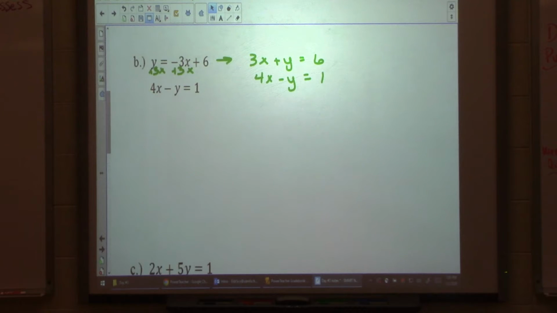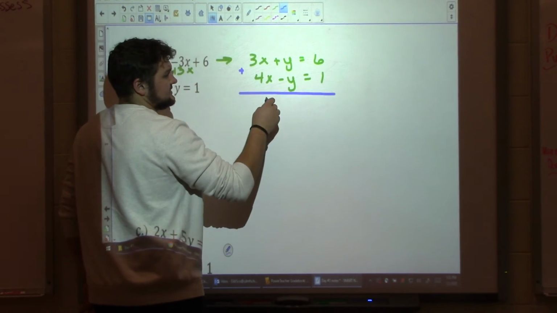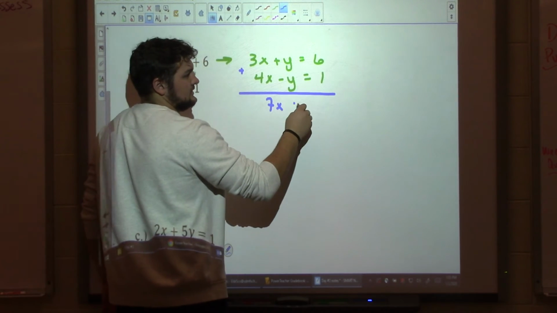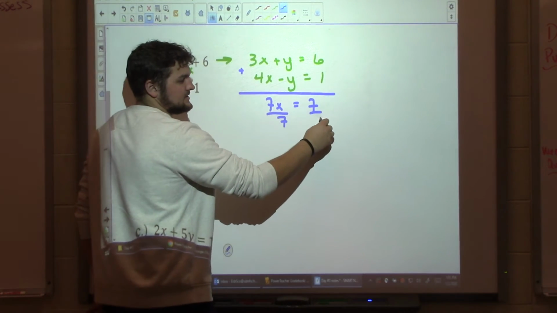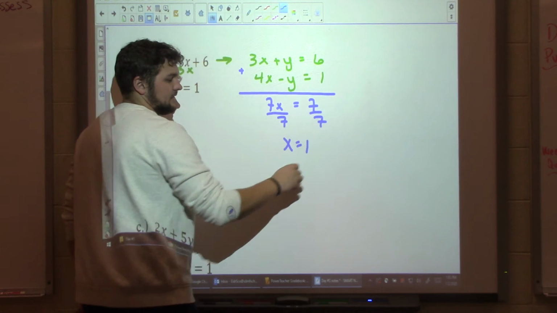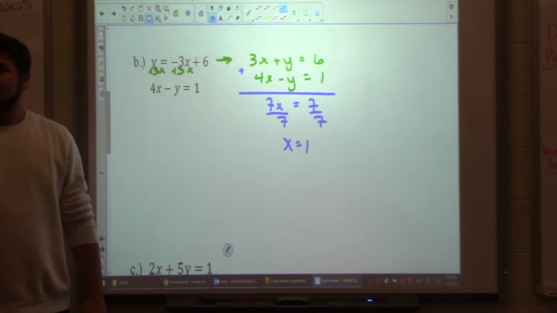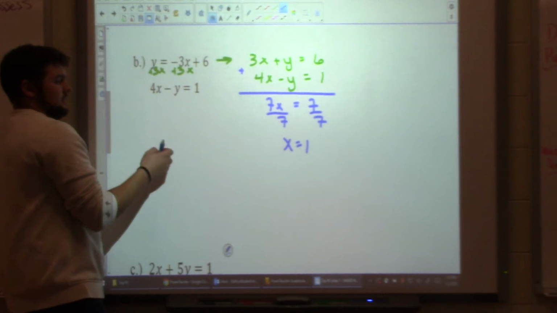So if I combine my equations at this point, if I add them together, I get 7x, y minus y is 0, they cancel, equals 7. Well, then I can solve for x, divide by 7. X equals 1. Sweet, I got x equals 1. What should I do with 1 then? Plug it into one of our original equations, right? I'm going to plug it into the top one again.